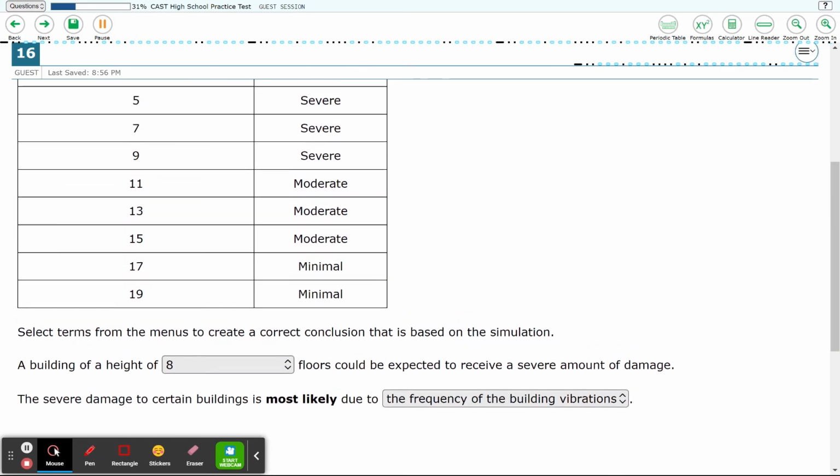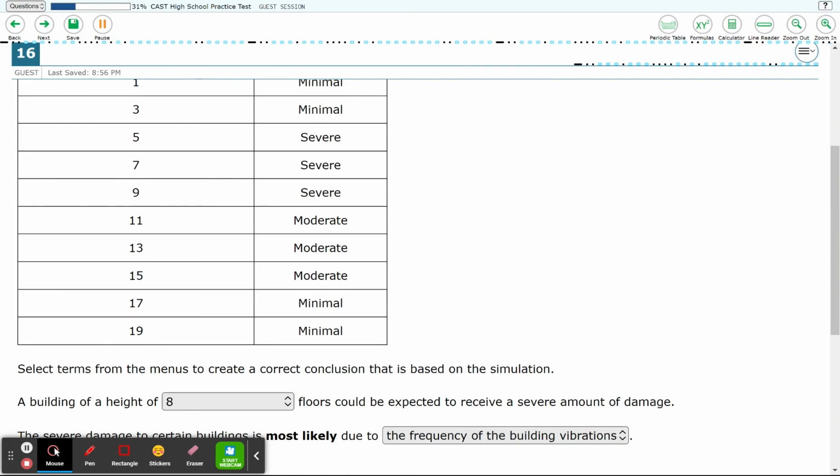Let's talk about why that is. Frequency of the building vibrations. If you've ever pushed somebody on a swing, you know that based on the length of the swing, there's a certain amount of time it takes them to swing away from you and back towards you. And you have to push every time they're moving away with a certain frequency.